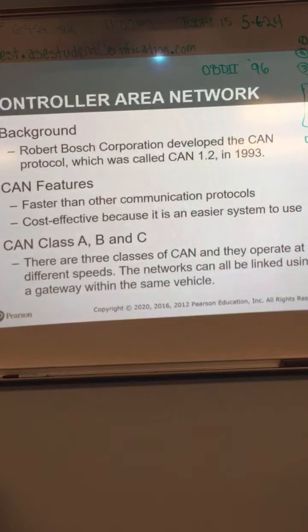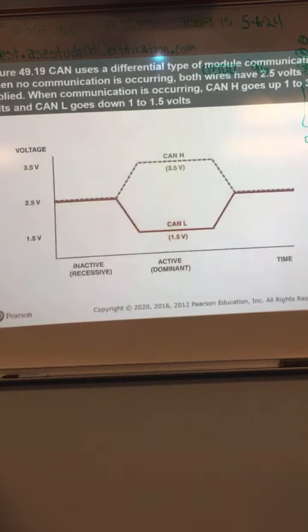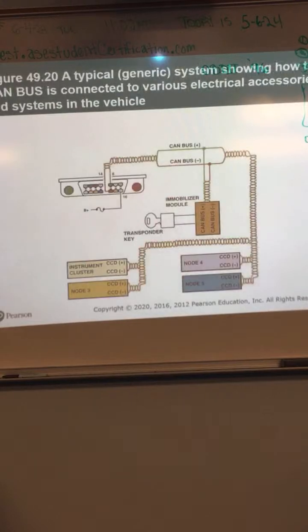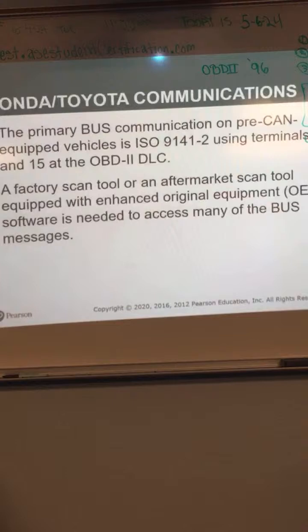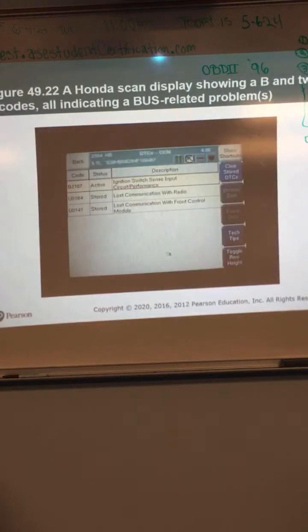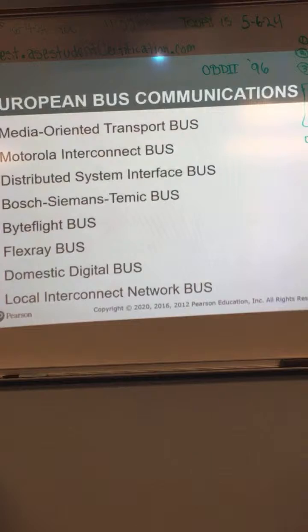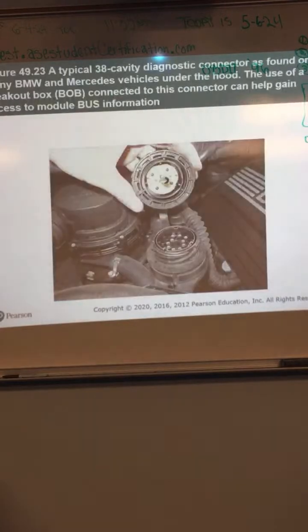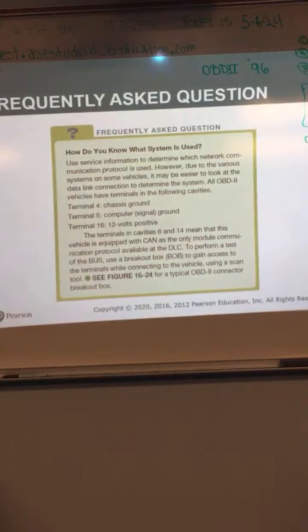All right, the controller area network, that one was developed in 93, or implemented in 93. Faster communication protocols, cost effective because it's an easier system to use. It can use Class A, B, or C, which we already talked about a little bit. Honda and Toyota, we're not going to get into either. Different pins for different things, but there are universal ones. And we're not going to get into that either because, again, you don't need to know that.